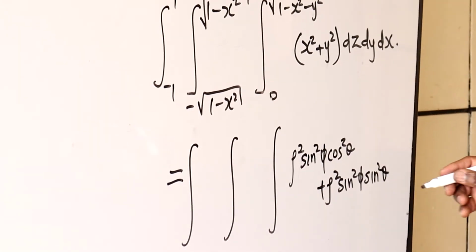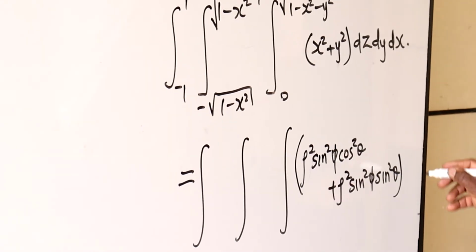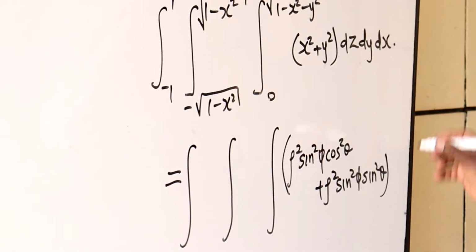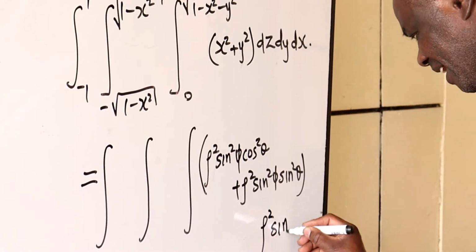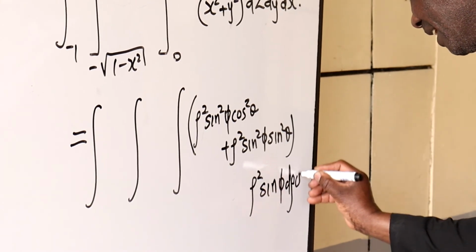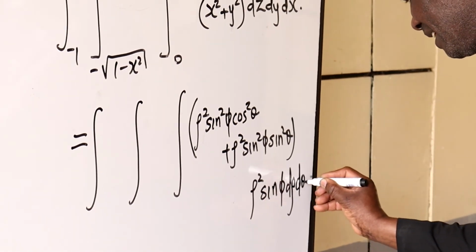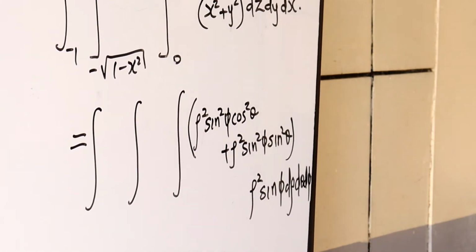Sine squared theta, the whole thing now. Now multiplying dz, dy, dx, which will be rho squared sine phi d rho d theta d phi.